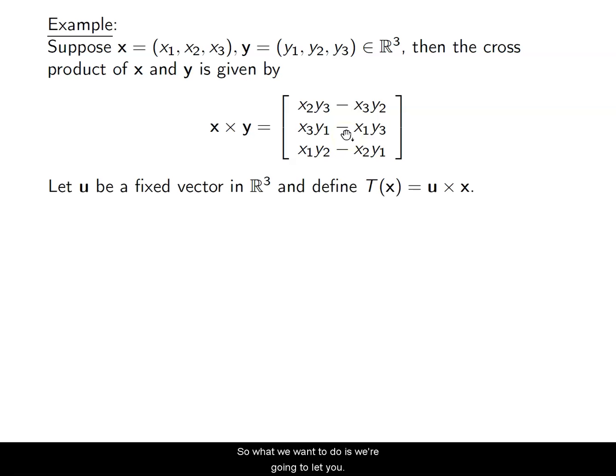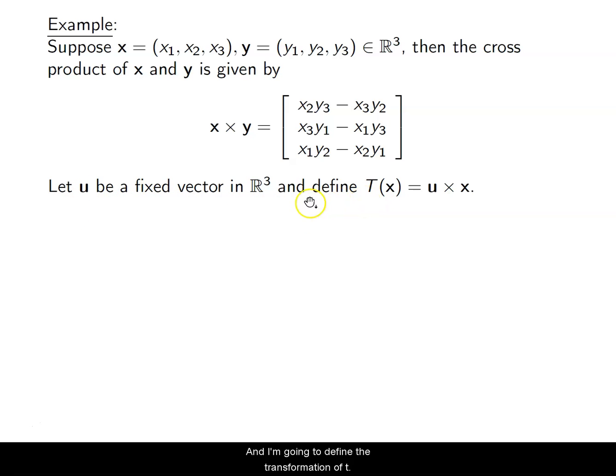Okay. So what we want to do is we're going to let u be a fixed vector in R3. Okay. So real quick, just notice here, I'm taking vectors in R3 and I'm defining the cross product. And notice how many entries I have. I have 1 entry, 2 entries, 3 entries in my result, right? I'm going to say I have a fixed vector u, right? I don't know what this vector is. It's some vector, but it's not changing. And this vector is also in R3.